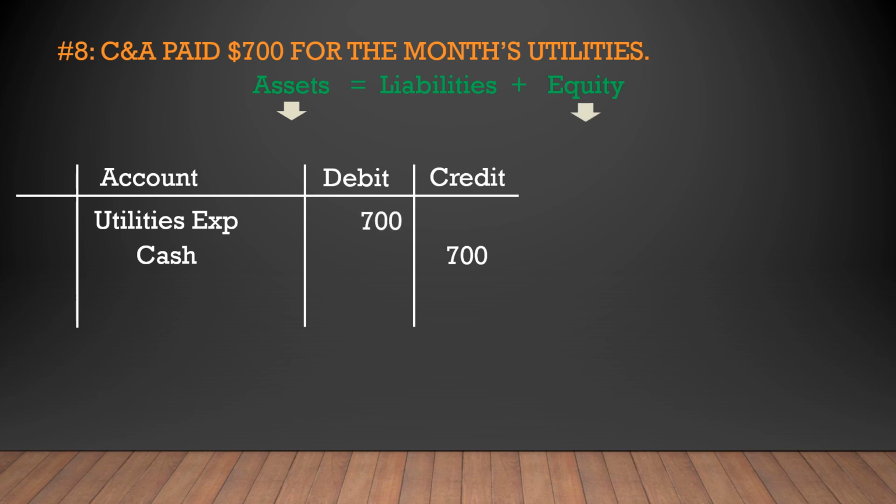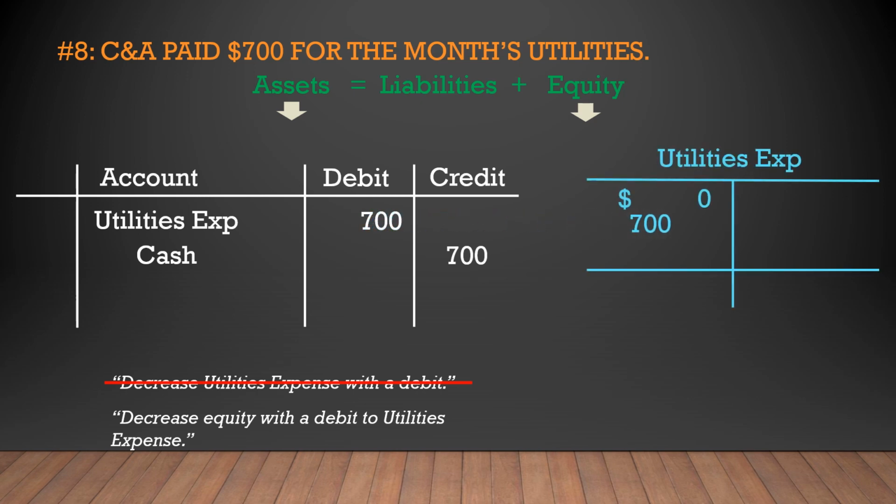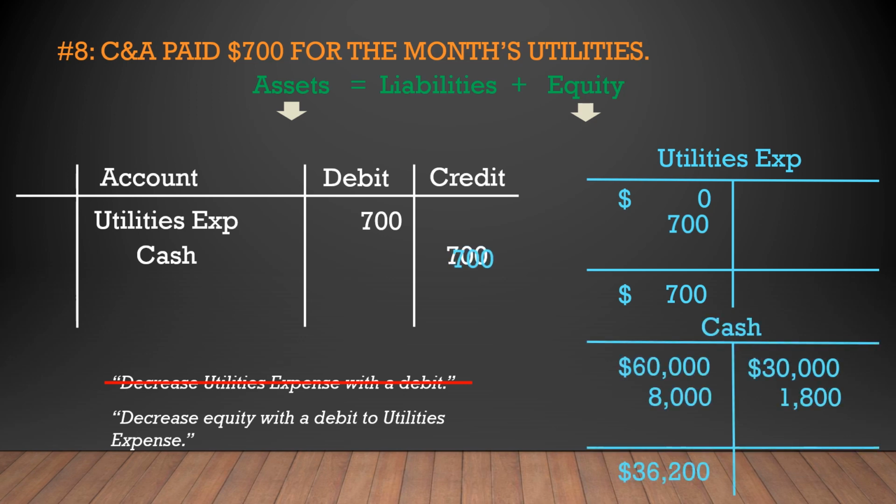I hope you picked up on how I worded that statement. Note that I didn't say decrease utilities expense with a debit. Rather, I said decrease equity with a debit to utilities expense. When we post to the T accounts, utilities expense increases from a zero balance to a $700 debit. But since expense is an equity account, this debit decreases equity. As for cash, its credit decreases its balance from $36,200 to a $35,500 debit.